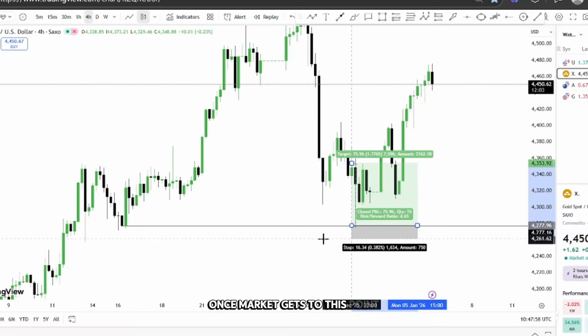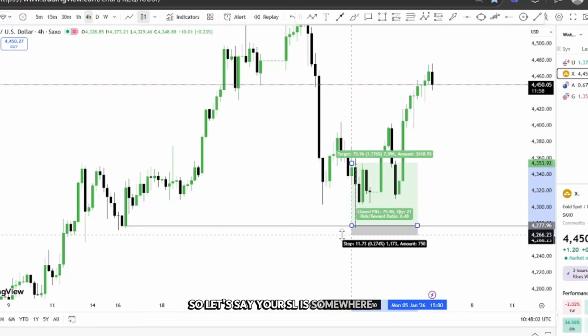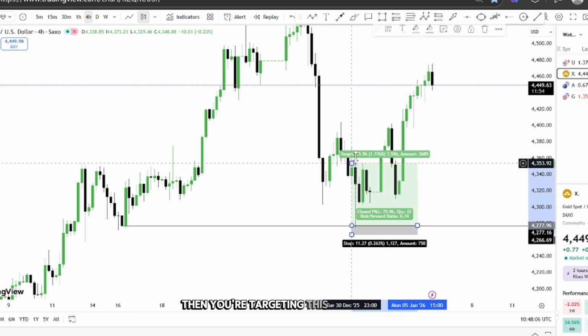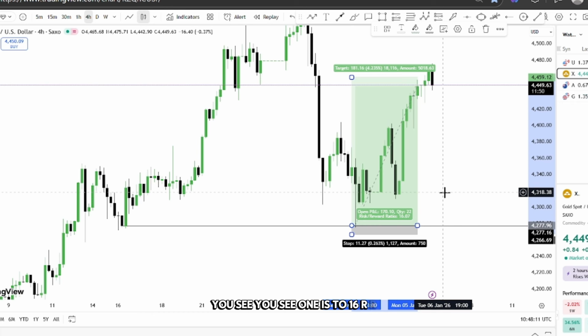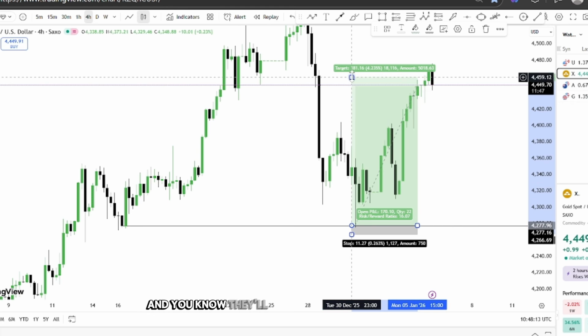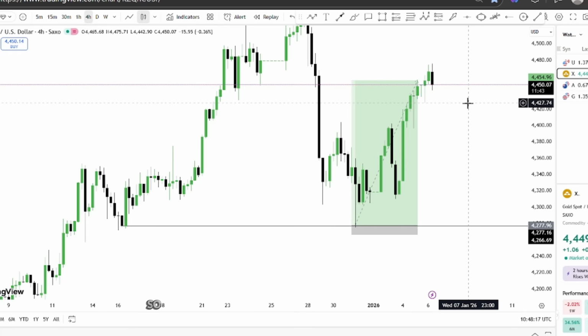Once the market gets to this point, the market will kiss this level and reverse. So let's say your SL is somewhere here, because the SL is always tiny, then you're targeting this overall move. We see 1:16 RR, and they start showing you their charts and be like, wow, this guy is so good. Okay, so those are the pros of trading this kind of pattern.